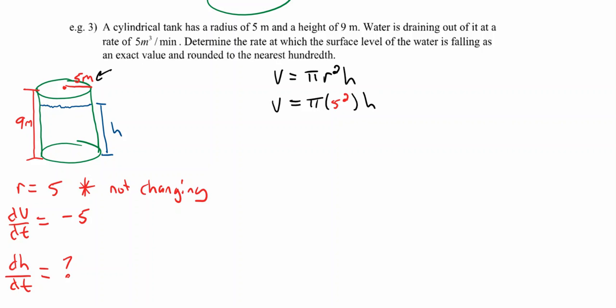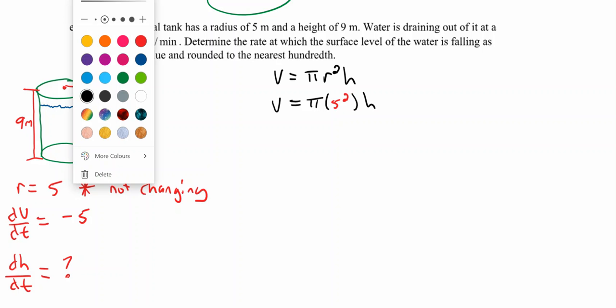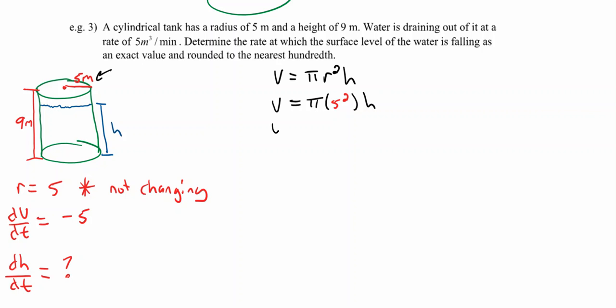Times h. Okay, and then we'll just write that one more time. So V is equal to 25 pi times h. So there you go. Now I just have two, right? I've just got the volume, I've just got the height. I can relate these things a lot easier, right? So, okay, I think we're ready.